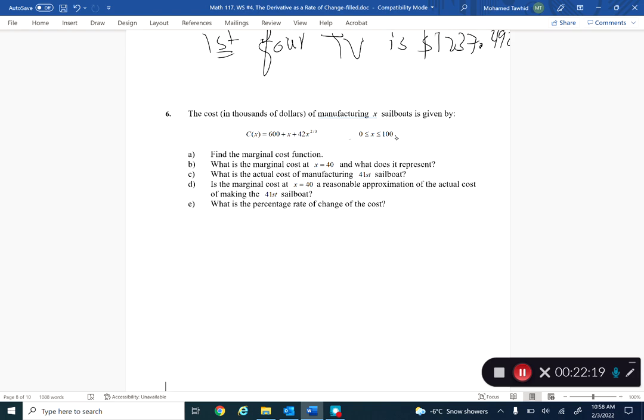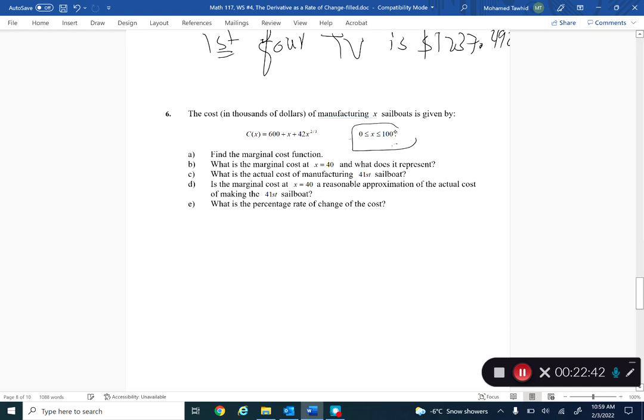And what is your x, guys? Number of items or products, right? So must x be greater than 0? Yeah, it must be greater than or equal to 0, because it's a product or item. And here they tell you it cannot exceed 100. So x is between 0 and 100, like this.